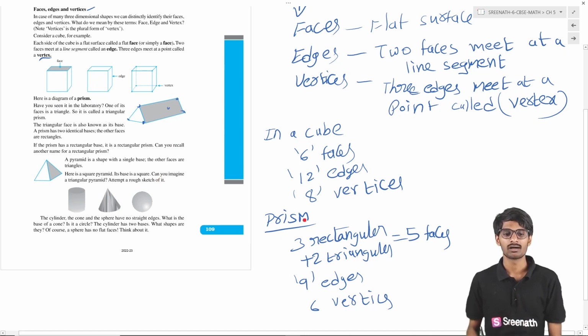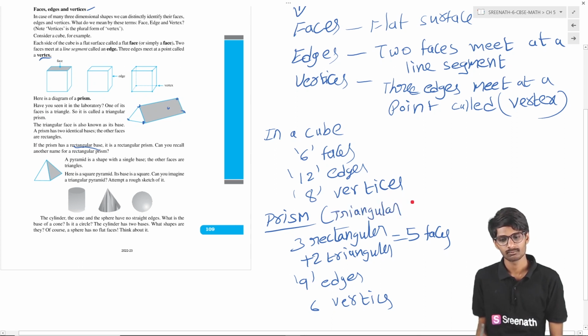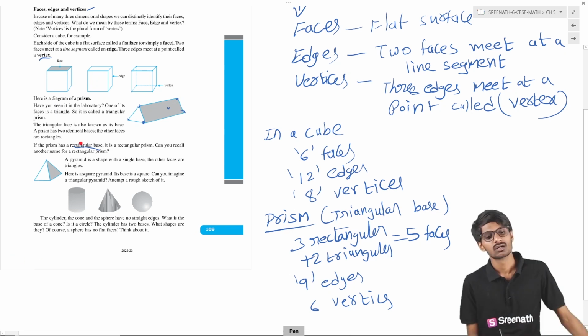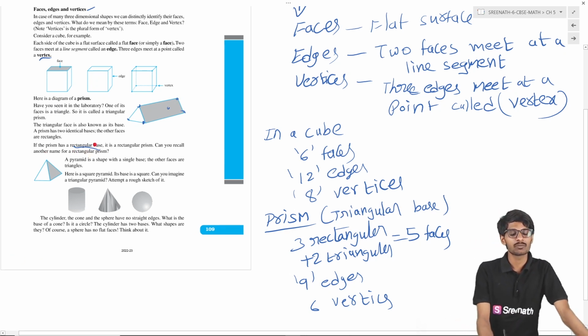Okay. The prism's base is a triangular face. Okay, students. If the prism has a rectangular base, and here the prism has a triangular base. If the prism has a rectangular base, then we call it a rectangular prism.